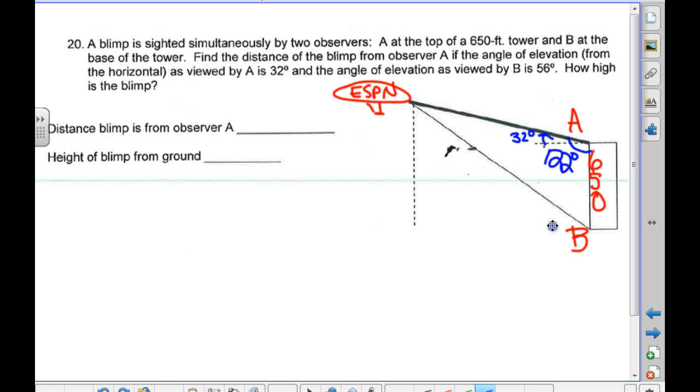Now, observer B down here has to look up 56 degrees above the horizon. Oh man, I did it wrong. So this would be 90 minus 56, or 34? Seems right to me, 34. All right, then what's the little angle out here? If we have a 122 and a 34, 24.